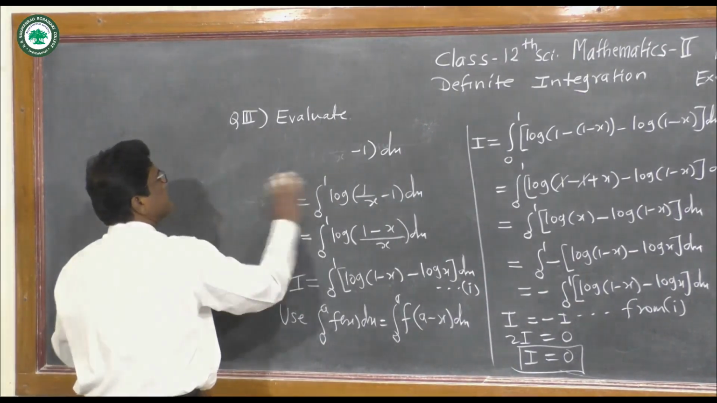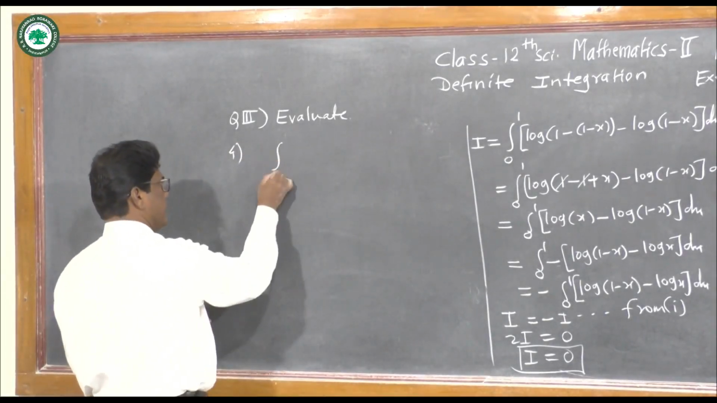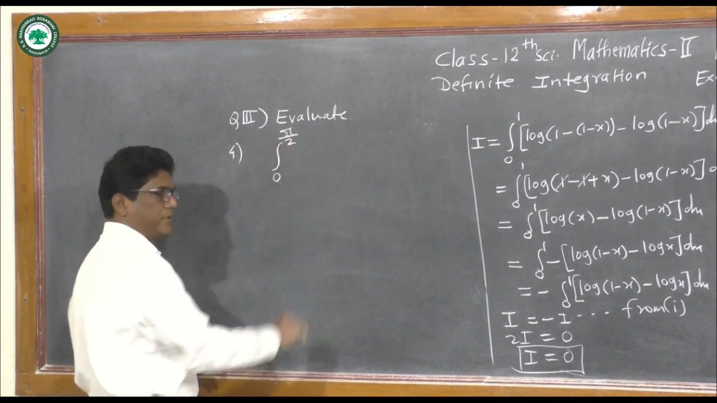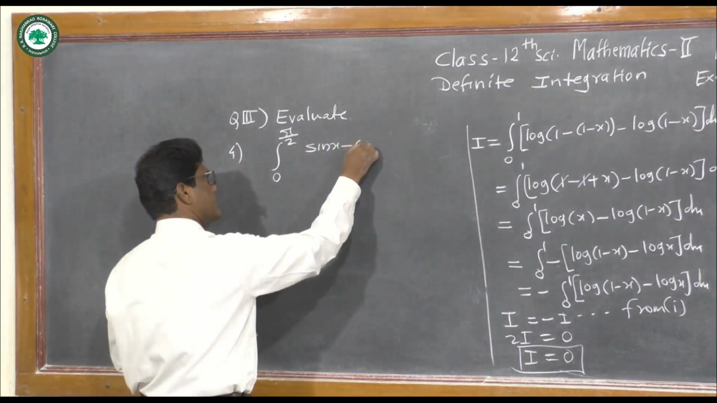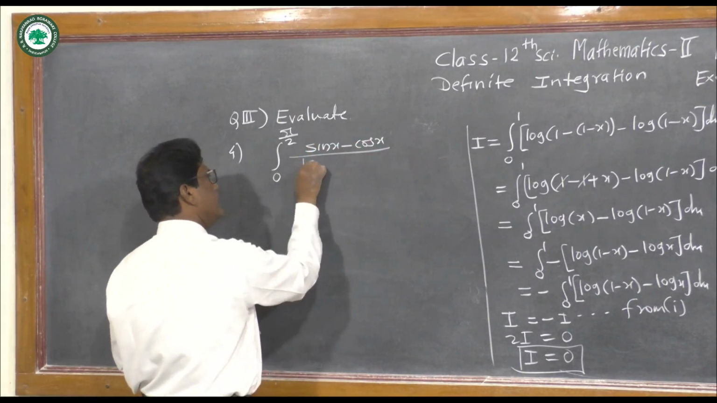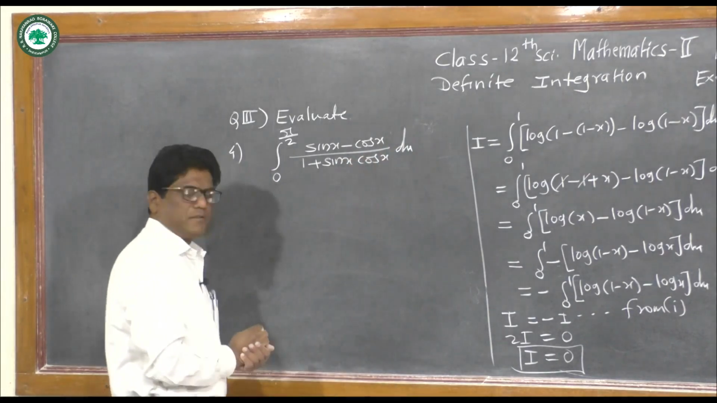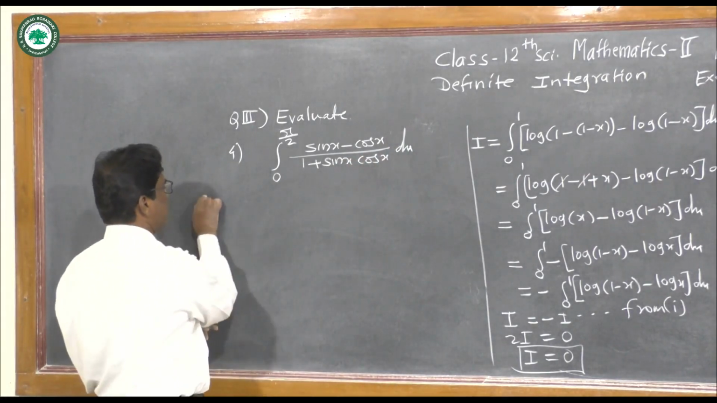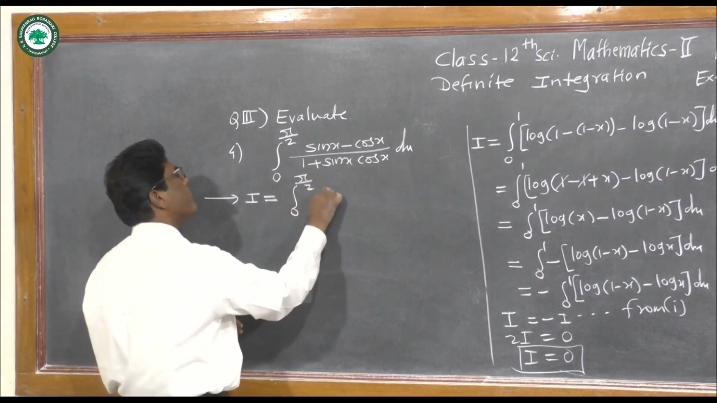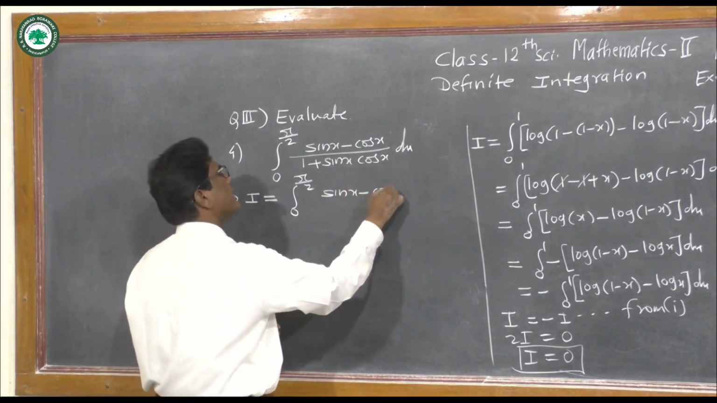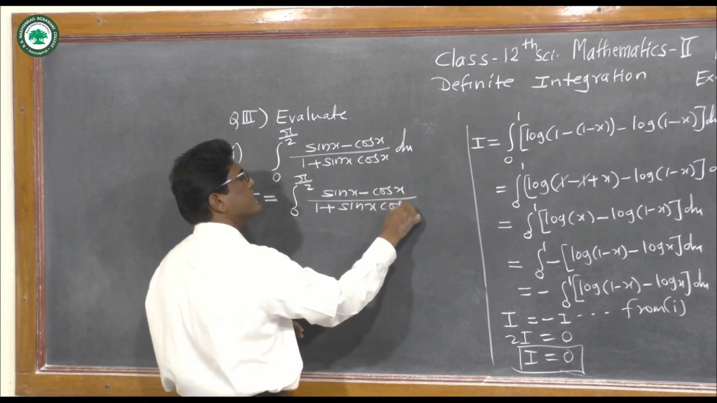Now fourth problem, integration 0 to pi by 2 sin x minus cos x upon 1 plus sin x cos x dx. Call this as I. Solution of this, let I is equal to integration 0 to pi by 2 sin x minus cos x divided by 1 plus sin x cos x dx.